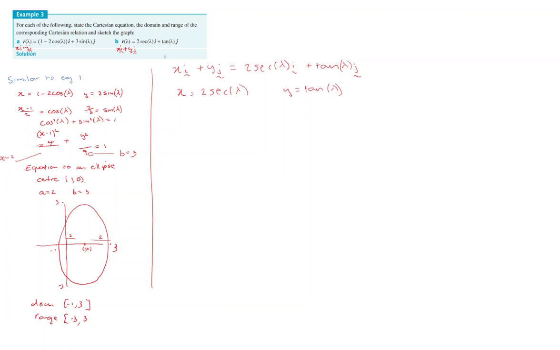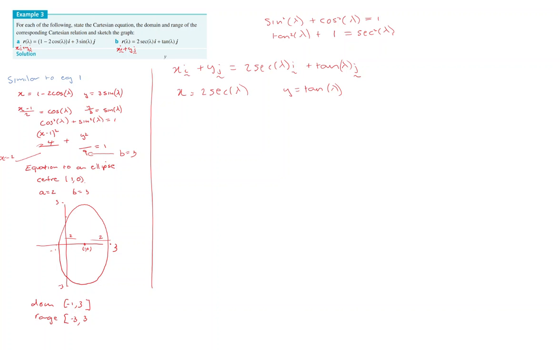So how do we combine sec and tan? Well, we're going to need the trig identity again. So sine squared lambda, it doesn't matter what I use, plus cos squared lambda equals 1. To get a tan and a sec, I'm going to need to divide everything by cos squared. So sine squared divided by cos squared will give me tan squared lambda. Cos squared divided by cos squared will give me 1. 1 divided by cos squared will give me sec squared lambda.